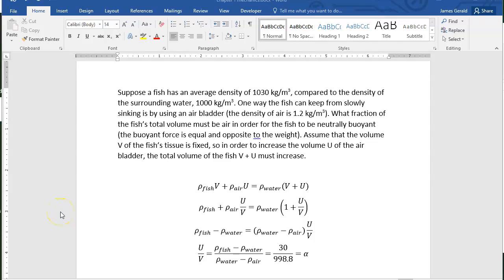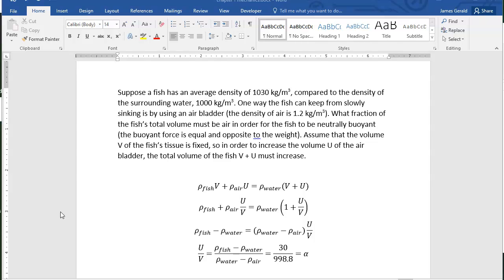This is the fish problem where we have a fish that's slightly more dense than water, and fish have to be slightly more dense than water, otherwise they're stuck on top. A friend of mine once caught a blowfish and it puffed up while it was on the deck of the boat and was full of air. When he threw it back in the water, it just bobbed along on top.